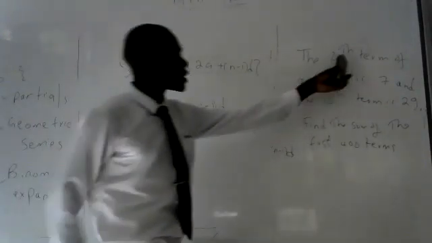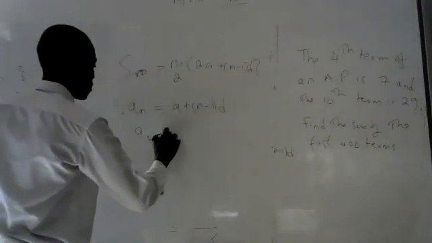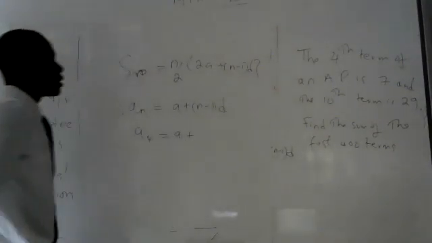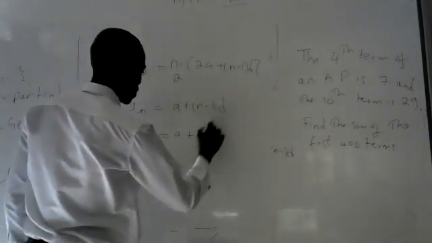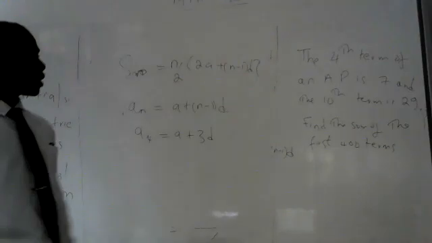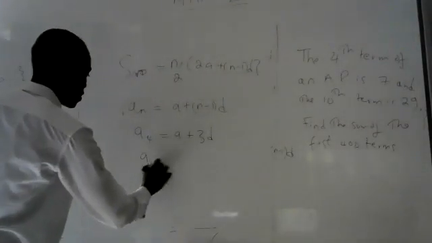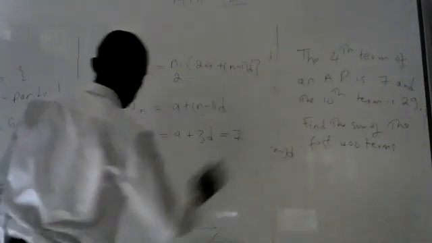So we are told the fourth term is 7. That means a4 is a plus, so it's the fourth term, so 4 minus 1 is 3. So that is a plus 3d. And you're told the 10th term is 29. So that means a10, this guy is 29.